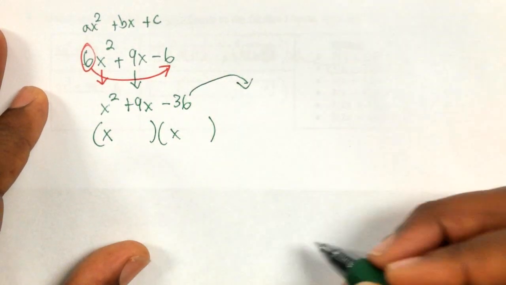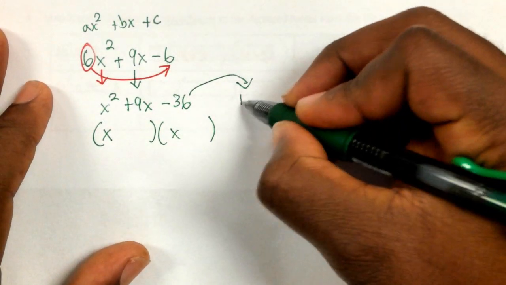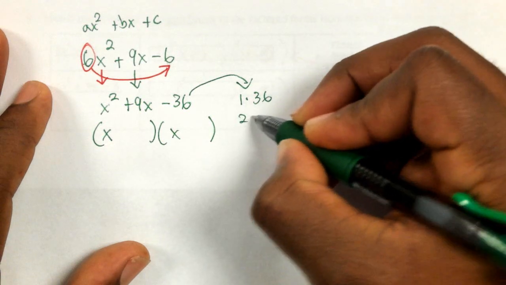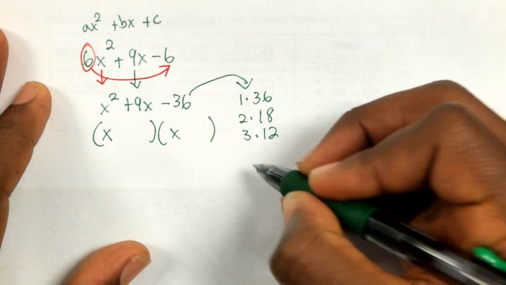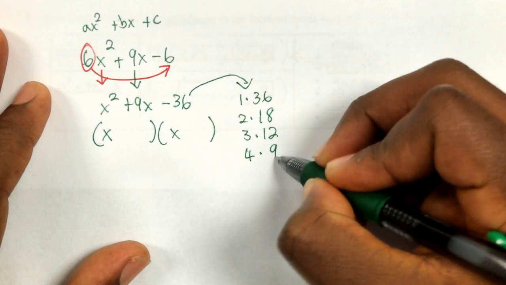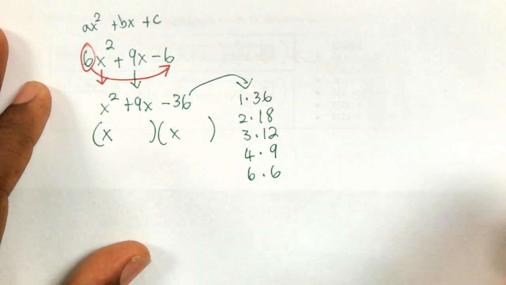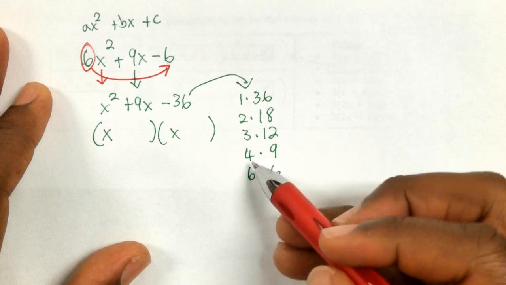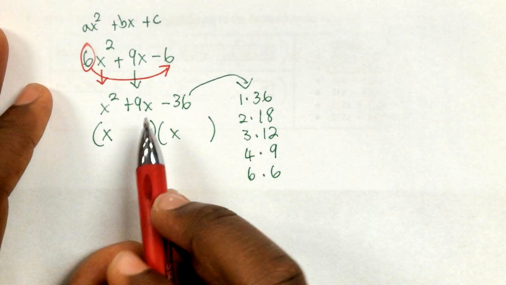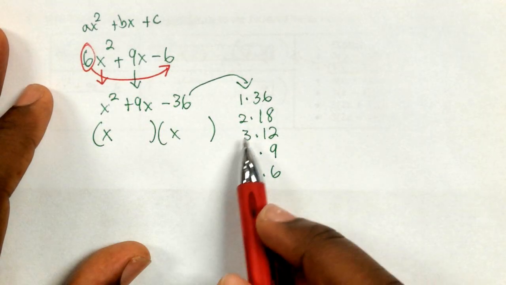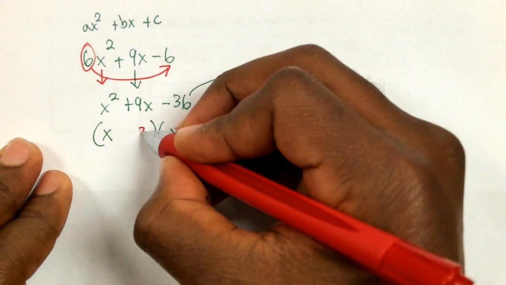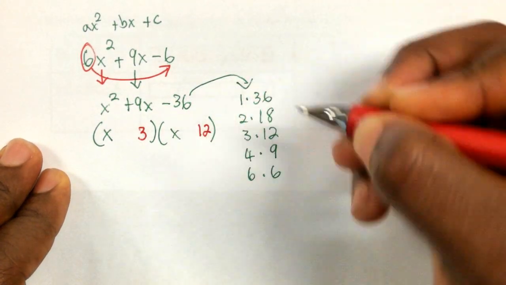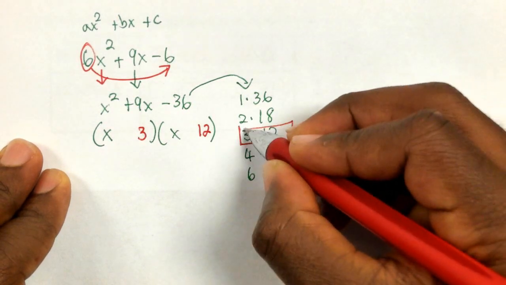What are all the numbers that multiply to give me 36? 1 and 36, 2 and 18, good job guys, 3 and 12, 4 and 9, 6 and 6. Which pair do you think would add and subtract to give me a 9? Yup, 3 and 12. So I'll write my 3 and my 12. That's the option I would select.